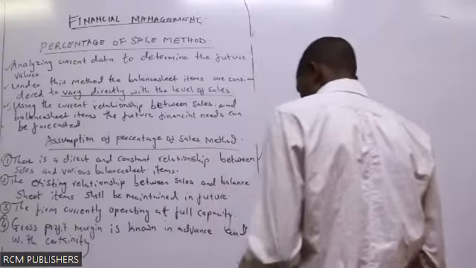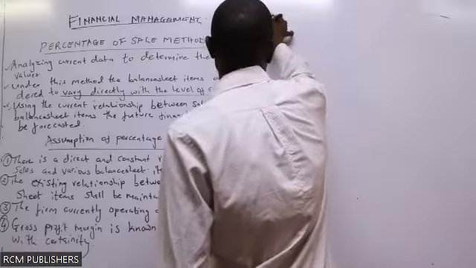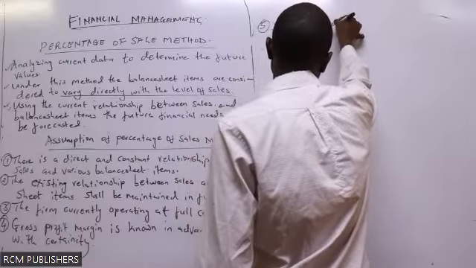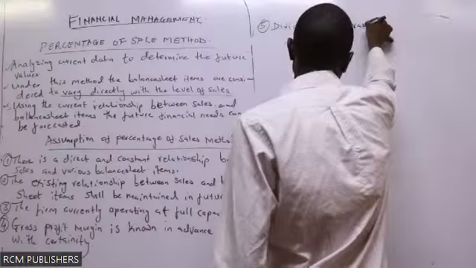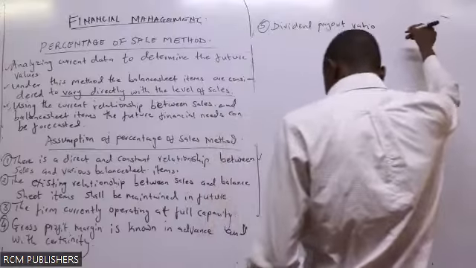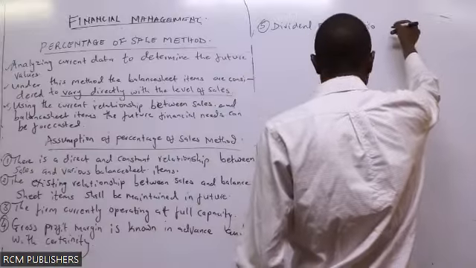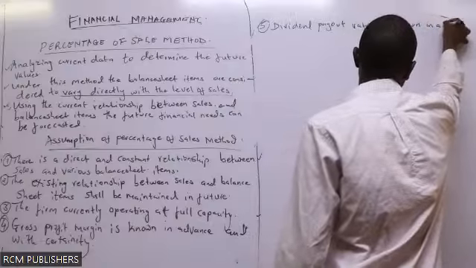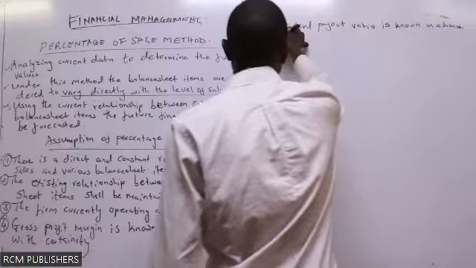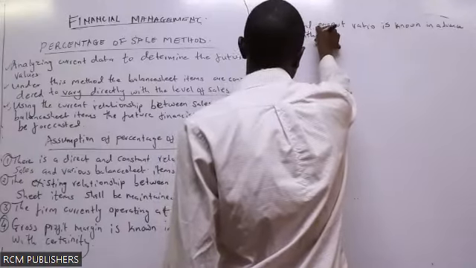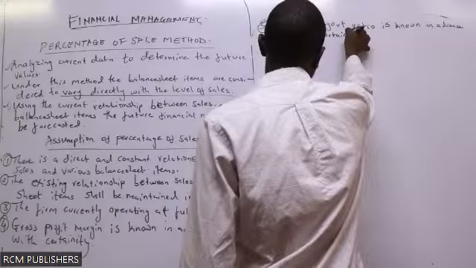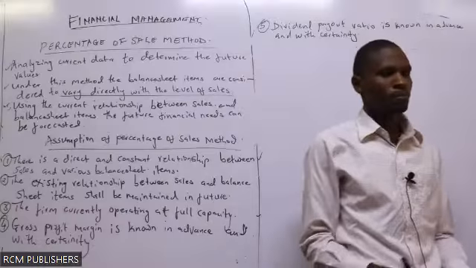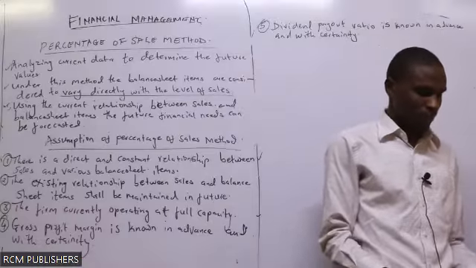Gross profit margin, dividend payout ratio, that is number 5. Dividend payout ratio is known in advance and with certainty. Hakuna doubt.